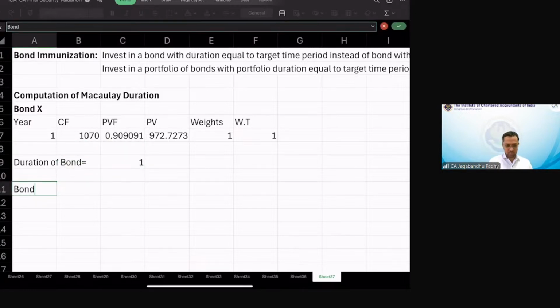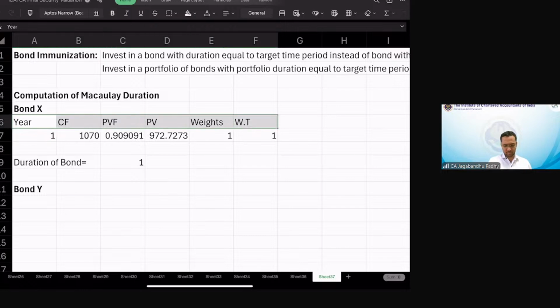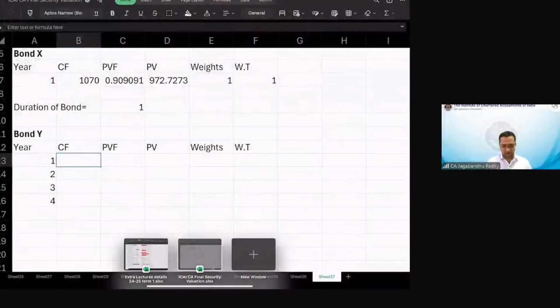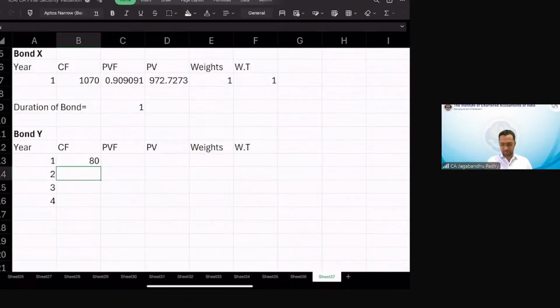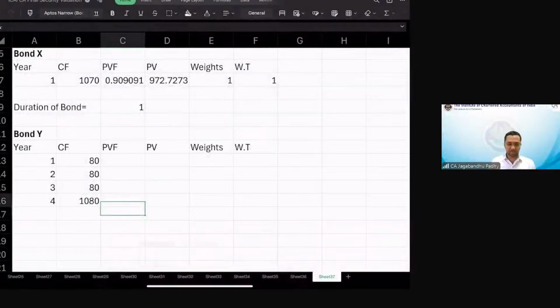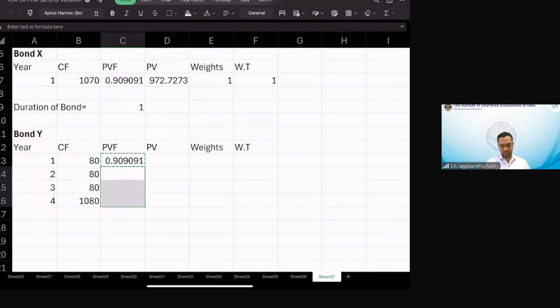Now we get the bond Y. Let's write down the bond Y similar terms. Now bond Y is having a maturity of 4 years, so I'll write down 4 years. Cash flows are 8% payable annually. So cash flows are 80, 80, 80, and that will be 1080 because redemption is assumed to be at par unless and until stated. Then we have this as 1 divided by 1.1 to the power of number of years. We get the PV factors.